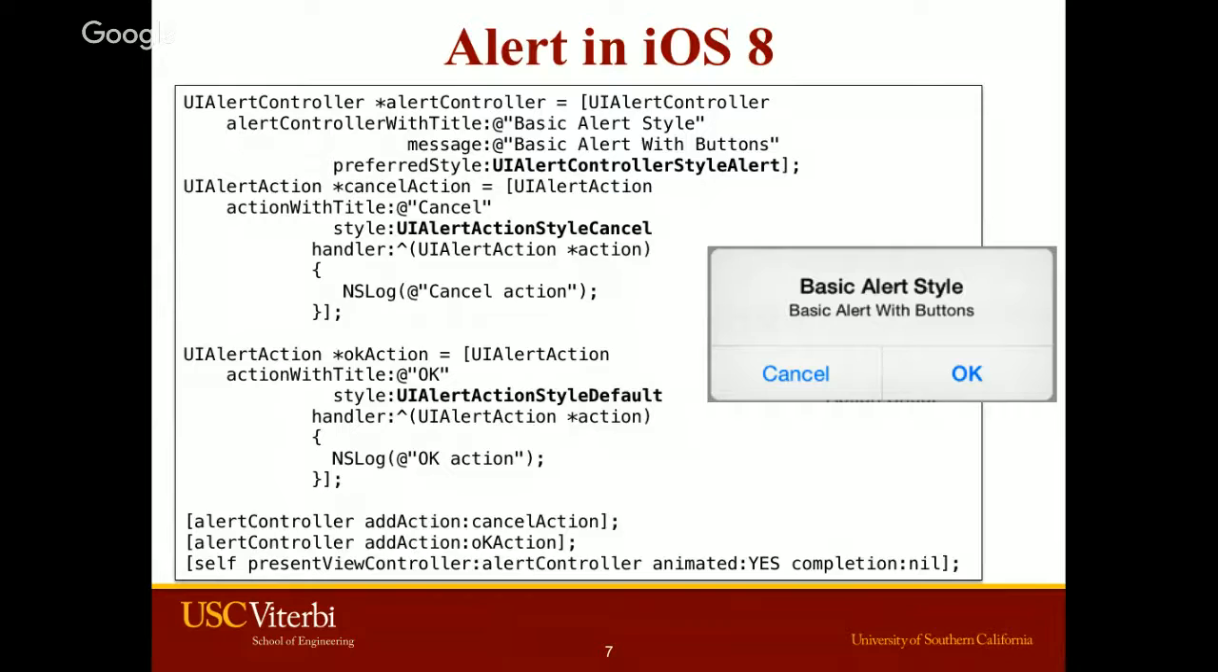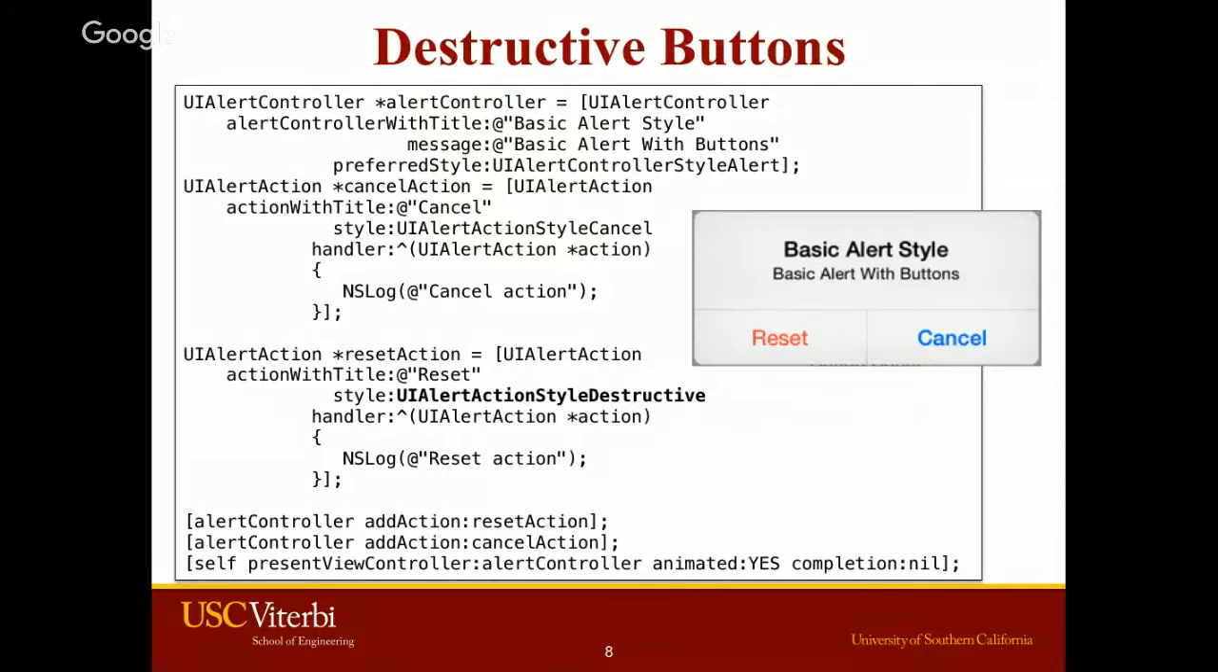Cool. There are only 3 styles for action buttons. There's a cancel style, there's a default style, and the third one is the destructive style, which basically puts a red color on it. That's all it does. It doesn't actually destroy anything. It's just a red color. You need to write the code that actually destroys or deletes something in here.